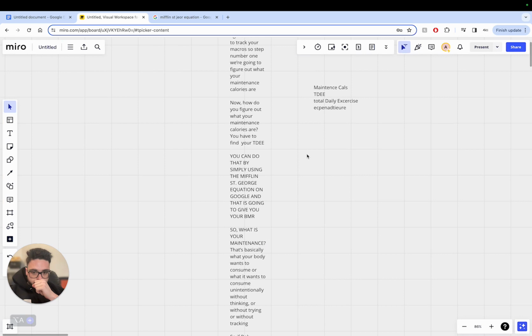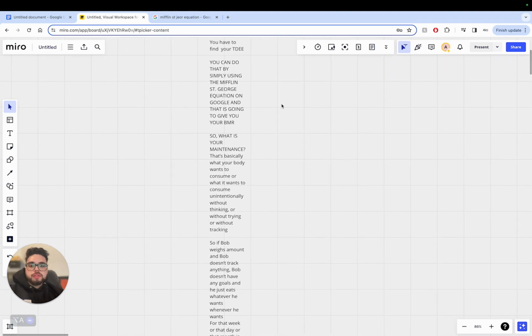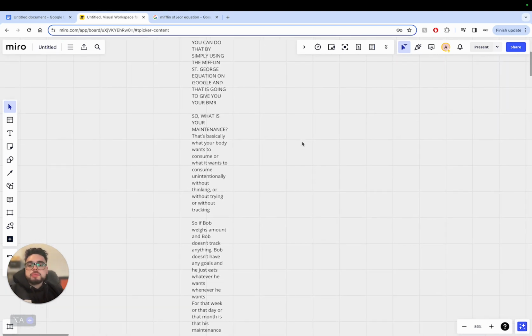Okay, now, excuse me. So now, I showed you, type in Google Mifflin St. George, and that's going to give you BMR. BMR is your basal metabolic rate. That's basically similar to your maintenance, give or take. So basically, the difference is that it's the absolute, bare minimum, your BMR, if you don't move a muscle. Anyways, it's more advanced.